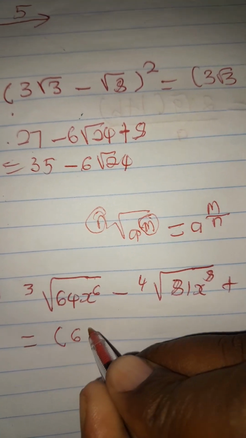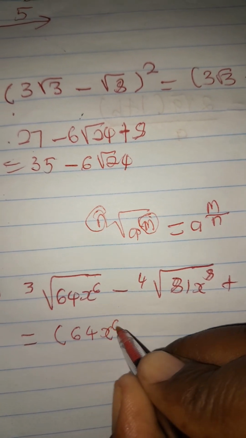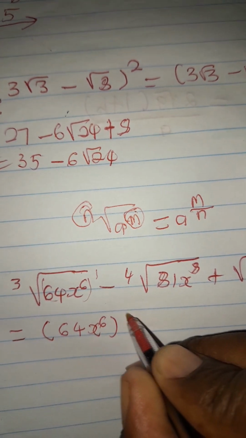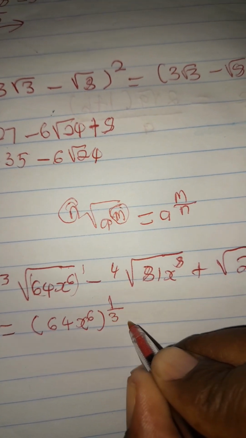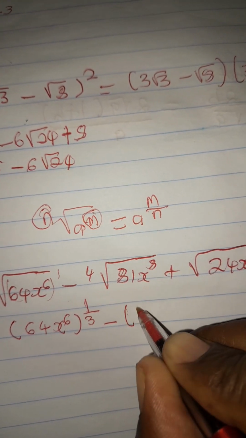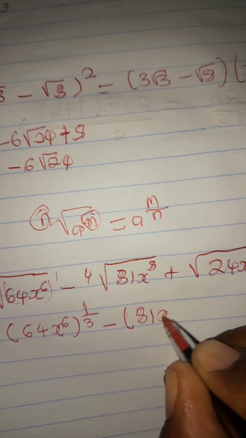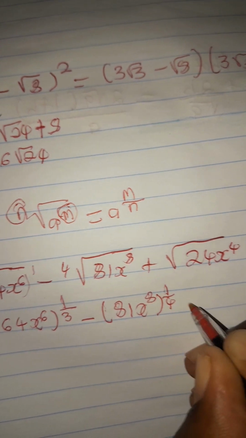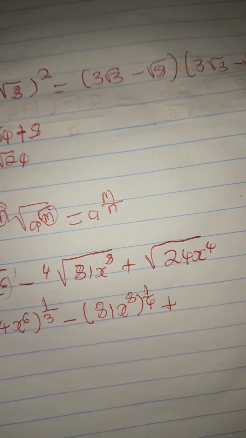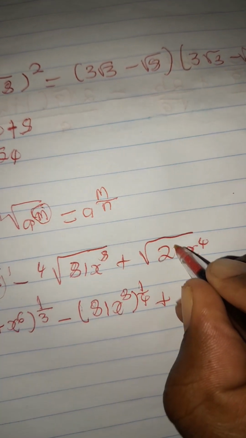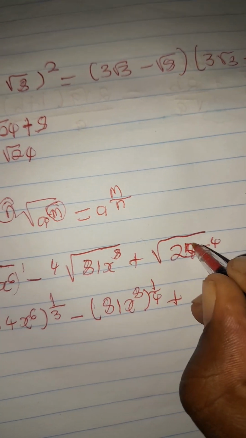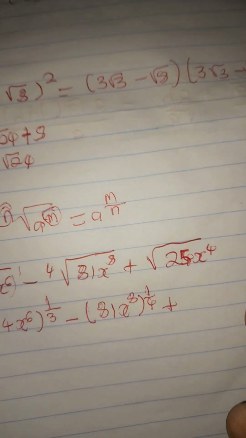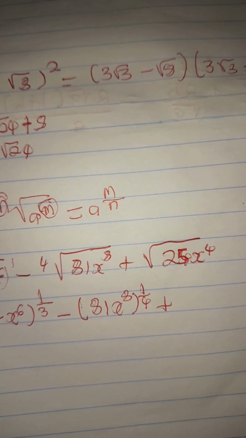So we are going to have 64x to the power of 6, remember that it's the same as having an invisible 1 here. So we are going to have 1 over 3. Similar case, we're going to do the same thing, 81x to the power of 8, so we're going to have 1 over 4. So here, it was 25. Sorry guys, I made a mistake. It should be root 25 here. Yes, my equation should be root 25, not 24.